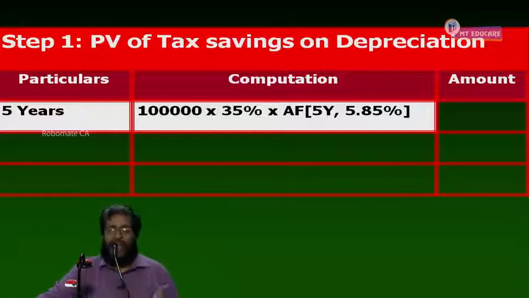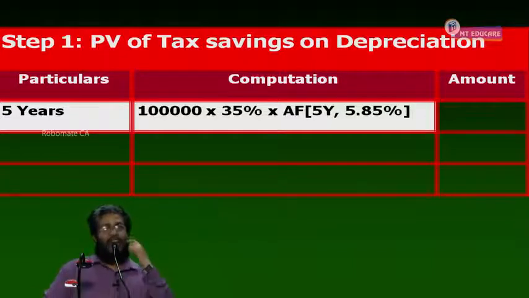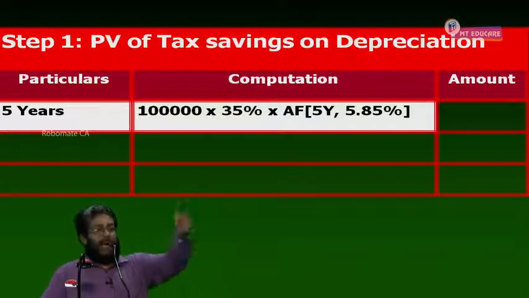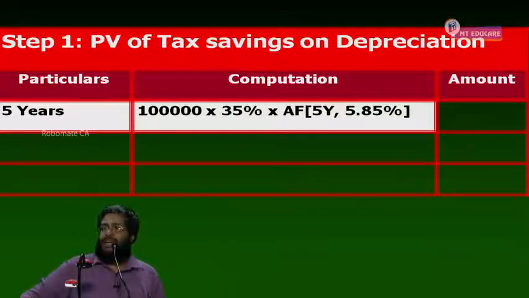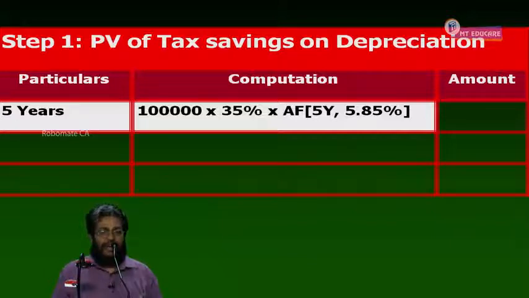It is what tax savings? Annuity tax savings. In the annuity factor, 5 years, how much percent? 5.85%. We'll write later how I got the 5.85%, but you can know now: 9% into 65%. Now, tell me how to find the annuity factor. 1 divided by 1.0585, 5 times, GT, into 35,000.